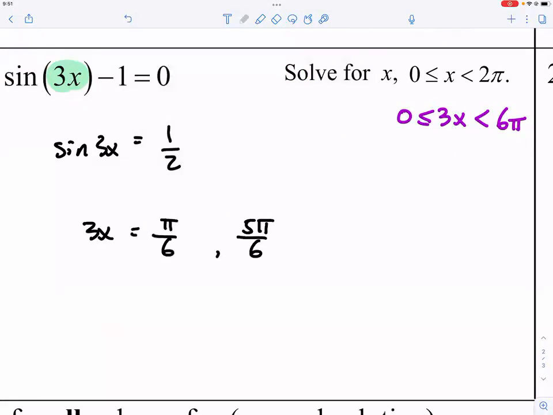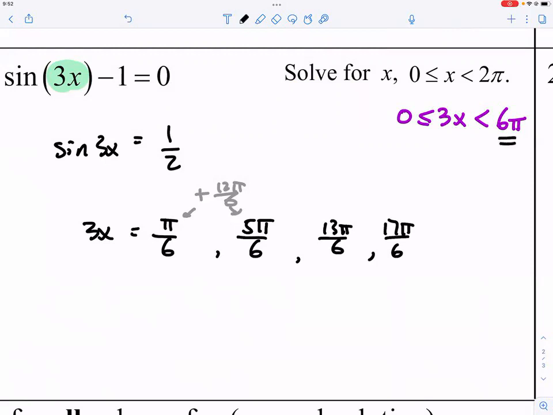So we say, all right, in order to go to the next revolution, we're just going to go ahead and add 12 pi over 6 onto these two to get our next two values, which will be 13 pi over 6 and then 17 pi over 6. That would be from 0 all the way to 4 pi.